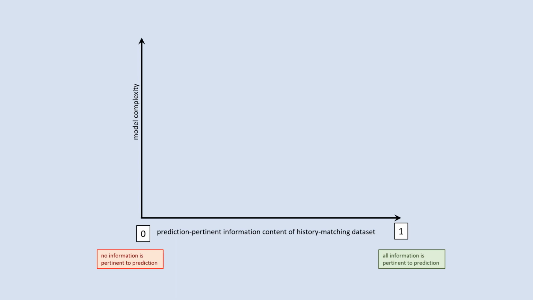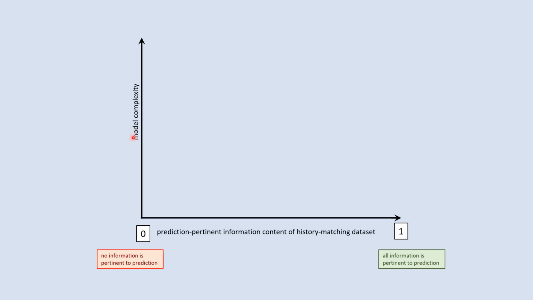On the x-axis of this graph, we have decision pertinent information content of history matching dataset. This can vary between 0 and 1. Where it's 1, a prediction is pretty much data driven, entirely informed by the history matching dataset. Where it's 0, I either have no data to history match against, or the information content of that history matching data set is of no relevance to a prediction I care about.